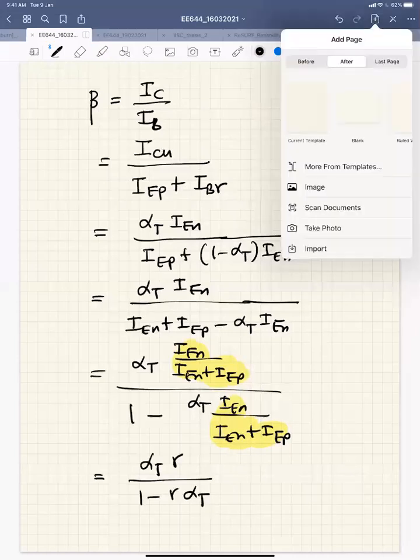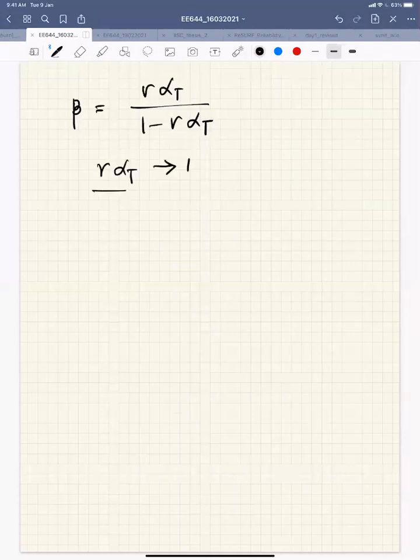So if you look at your beta, beta is nothing but gamma times alpha T, over 1 minus gamma times alpha T, right? So you want your beta to be high, right? If you want your beta to be high, then your gamma alpha T should approach 1. That means when you're designing a bipolar junction transistor, you have to make sure that the emitter injection efficiency is close to 1, and alpha T is close to 1.